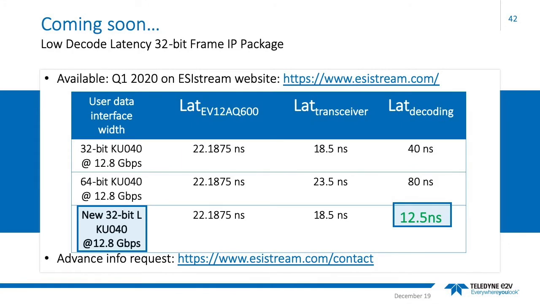Incidentally, we haven't finished developing the ESIstream IP capability. Recognizing the importance of decode latency, as we've discussed today, we are currently readying a new 32-bit data frame package to support Xilinx KU040s. This will more than halve the latency of the current package. In fact, decode latency should be around 12.5 nanoseconds. Its low latency package will be available in the new year. If you're interested in this, feel free to register that interest by contacting us at the web link shown here.